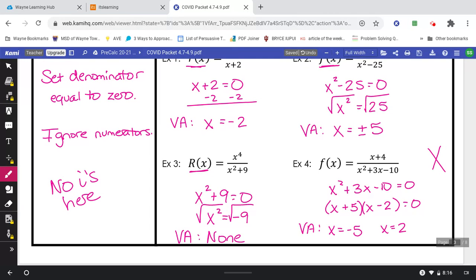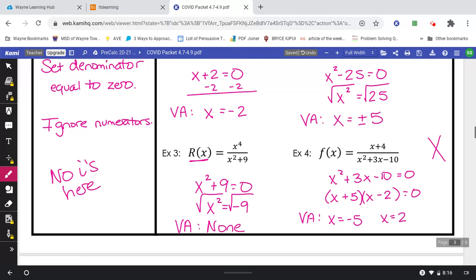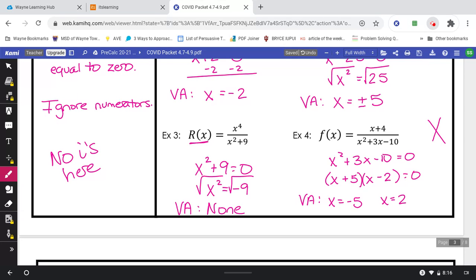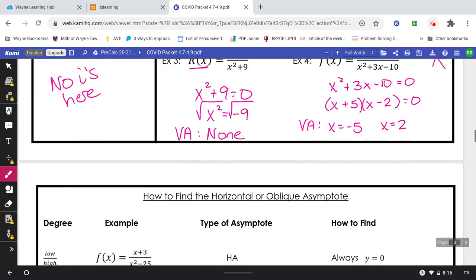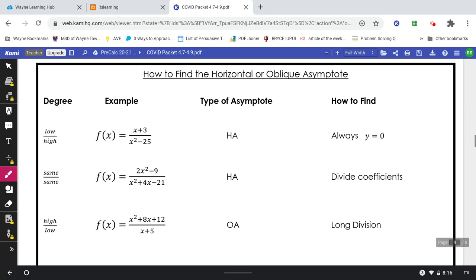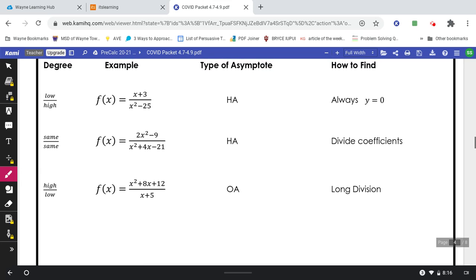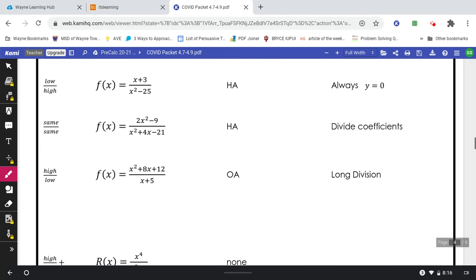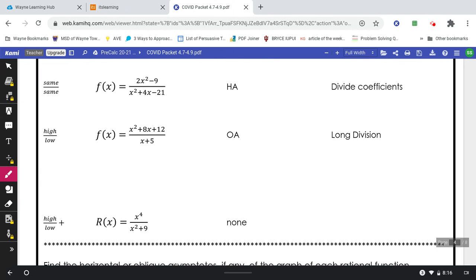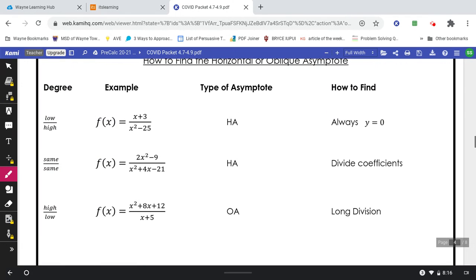All right, so that's how we find vertical asymptotes. On the back side, we're going to find the horizontal and the oblique. So we have a big chart here on the back because we have a lot of different categories that things can fall into. You've got 4 categories on the left: the degrees, low over high, same over same, high over low, and high over low plus. Then next to it, you have an example of what one of those looks like.